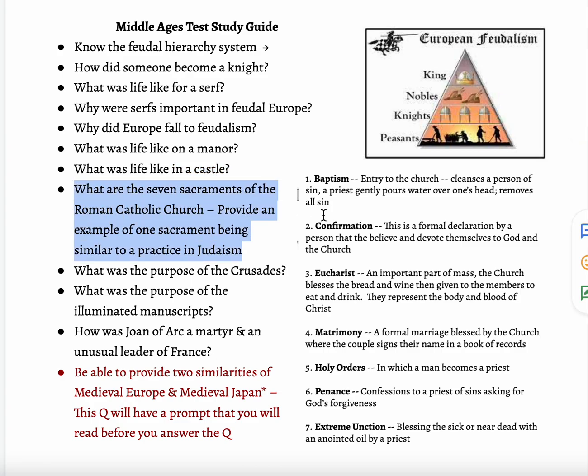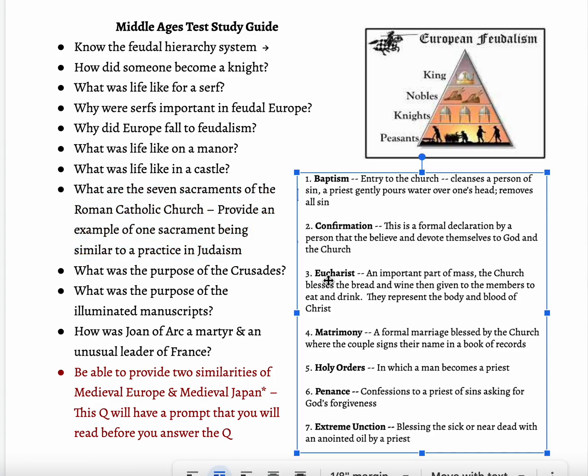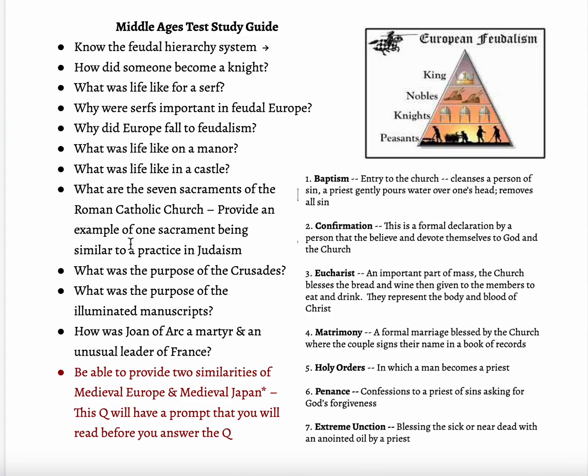You need to know the 7 sacraments. And also, you should be able to provide an example of how one of these sacraments is similar to a practice in Judaism. Remember: baptism, confirmation, Eucharist, matrimony, holy orders, penance, and extreme unction. All you need to do is be able to list the 7 sacraments, but you should be able to explain one of these sacraments and then compare it to Judaism.